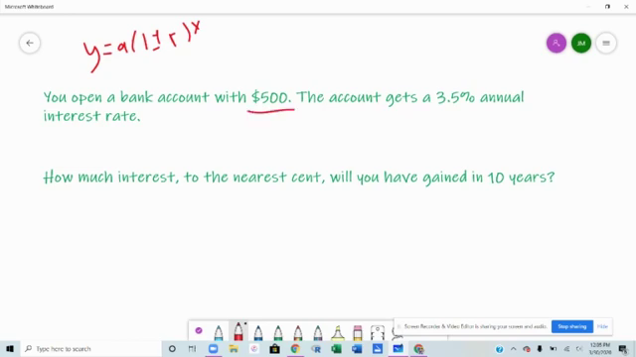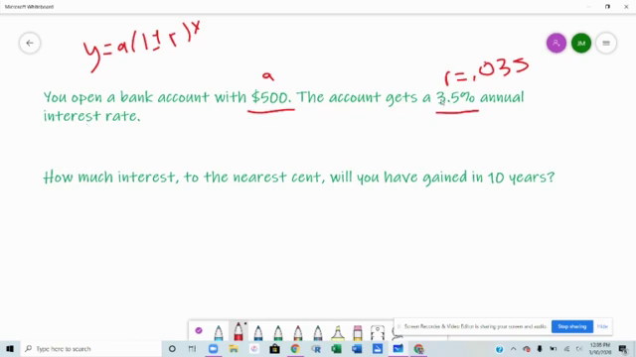We open a bank account with $500. Here is our rate, but remember, turn that to a decimal, which is 0.035. Now, to know if this is growth or decay, well, let's think about the situation. You open a bank account and it gets interest. Over time, if you don't add any money or take any money out on your own, you don't spend any of that money, just let it sit.